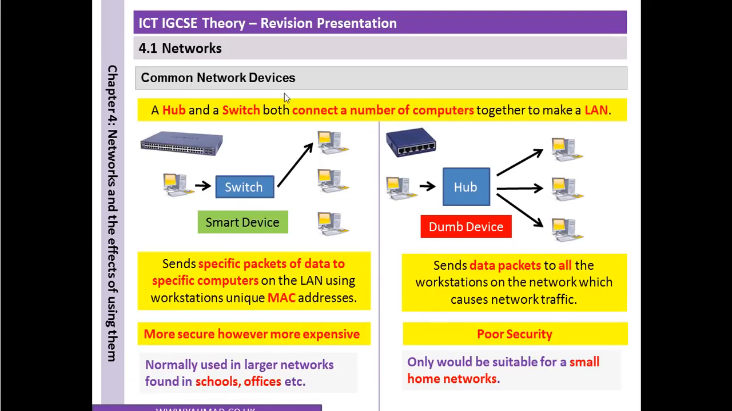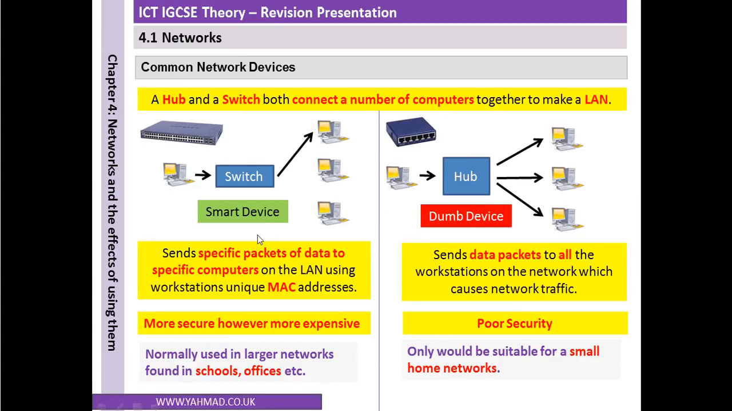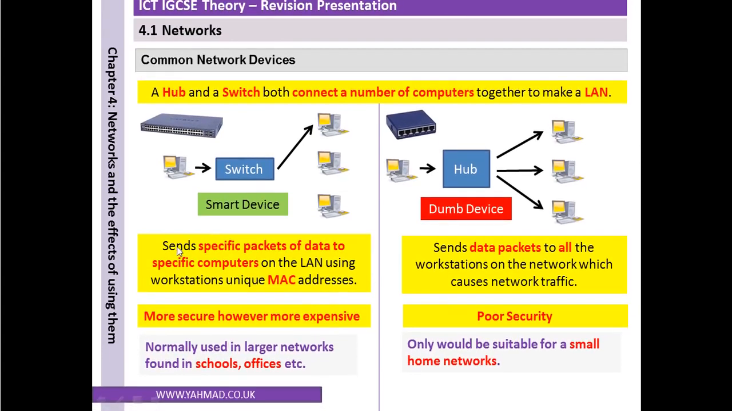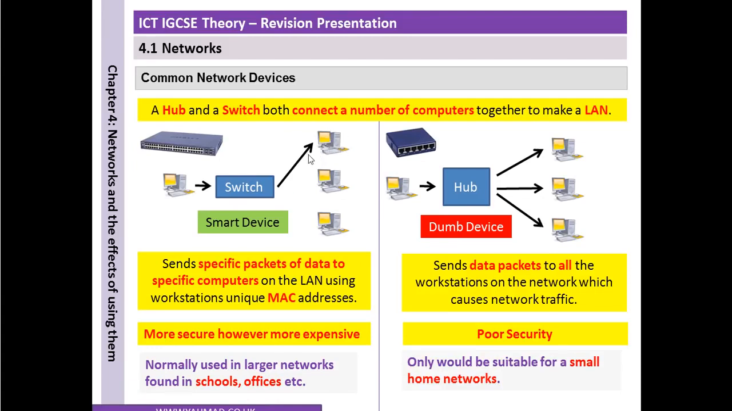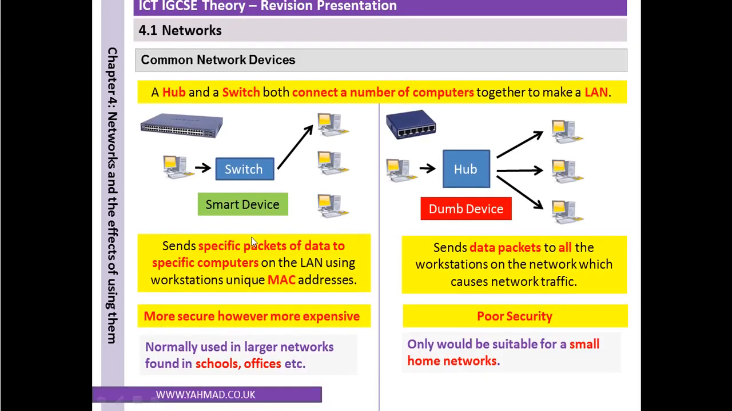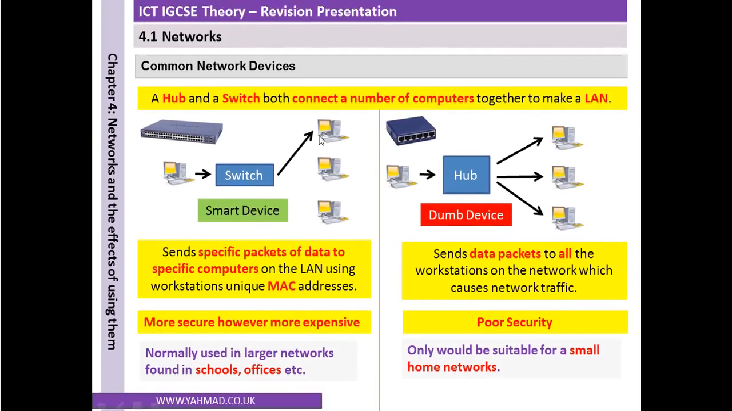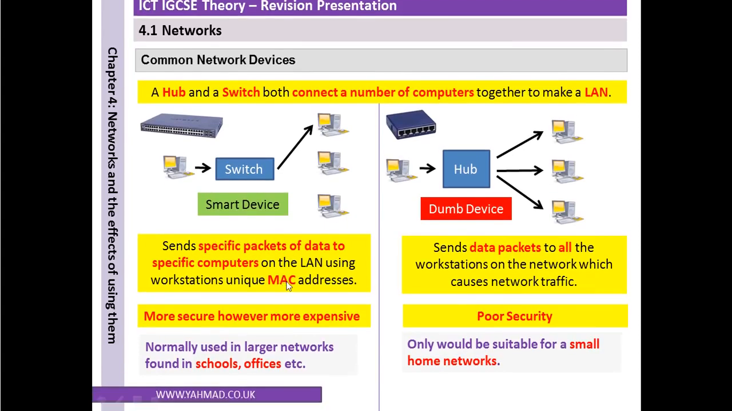Okay, so common network devices. A hub and a switch both connect a number of computers together to make a LAN. As we said before, a switch allows different devices on a network to communicate. So this is a switch. It's known as a smart device. It sends specific packets of data to specific computers on a LAN using the workstation's unique MAC address. Each workstation which connects to the network via a switch will have its own unique MAC address, so the switch will send packets of data specifically to each computer according to its MAC address.